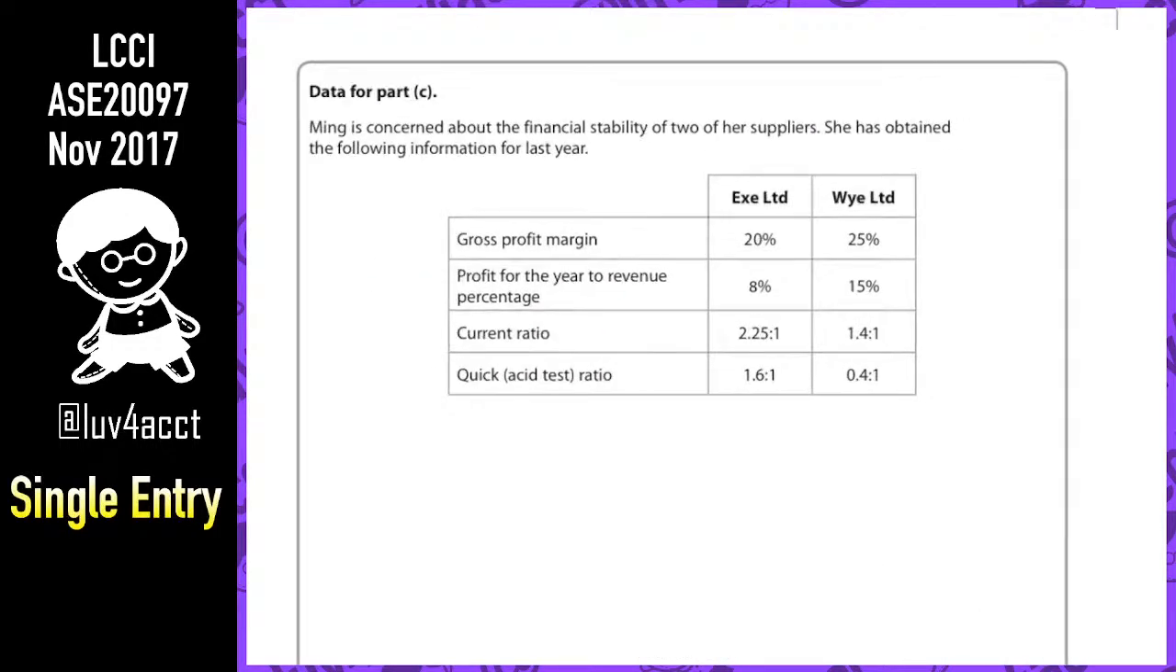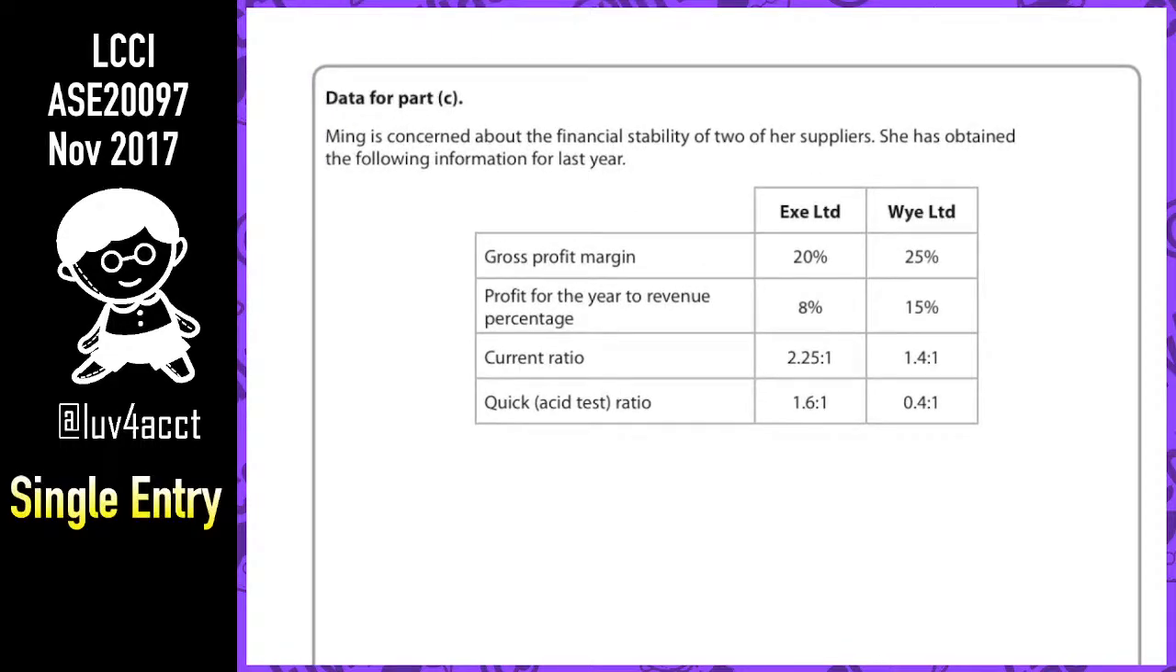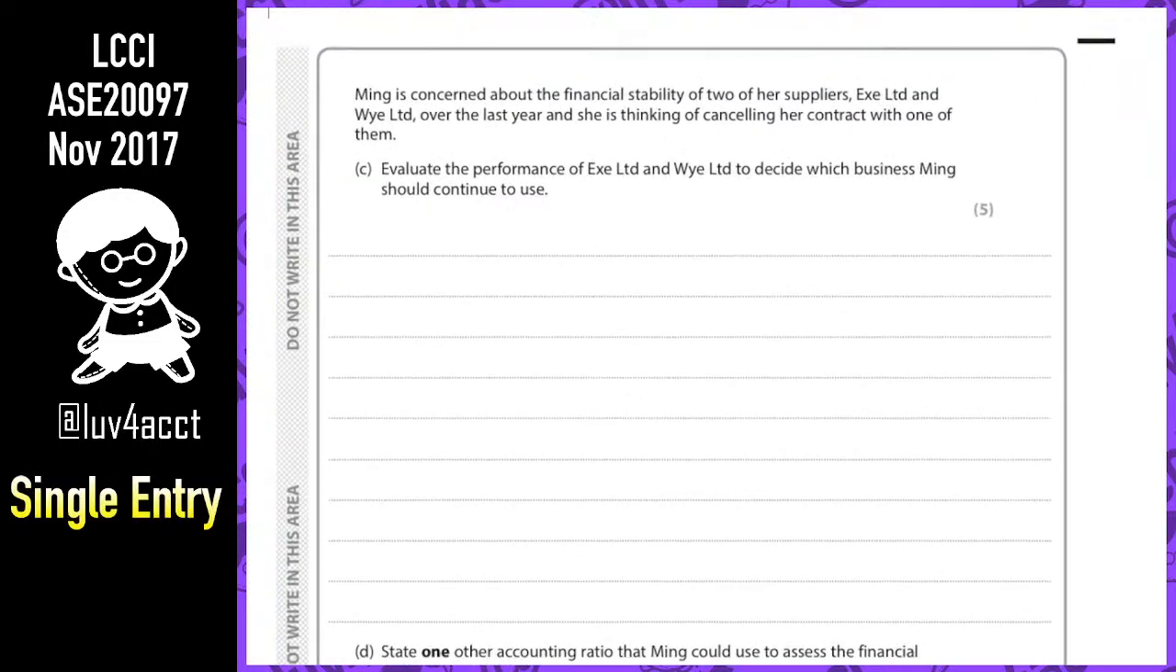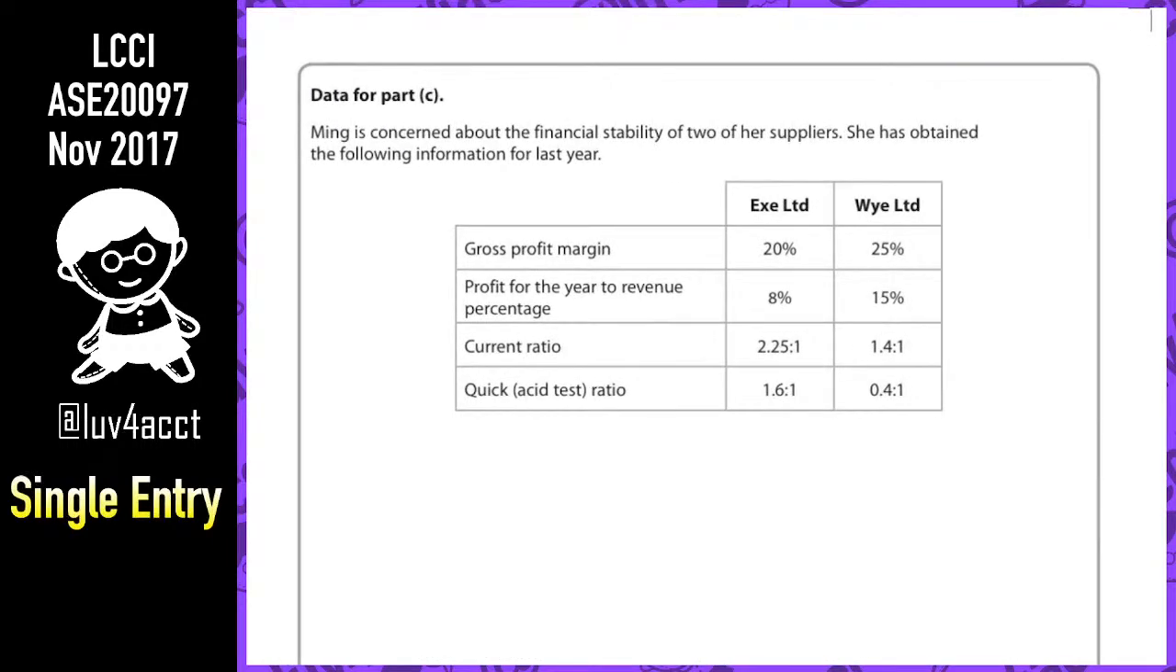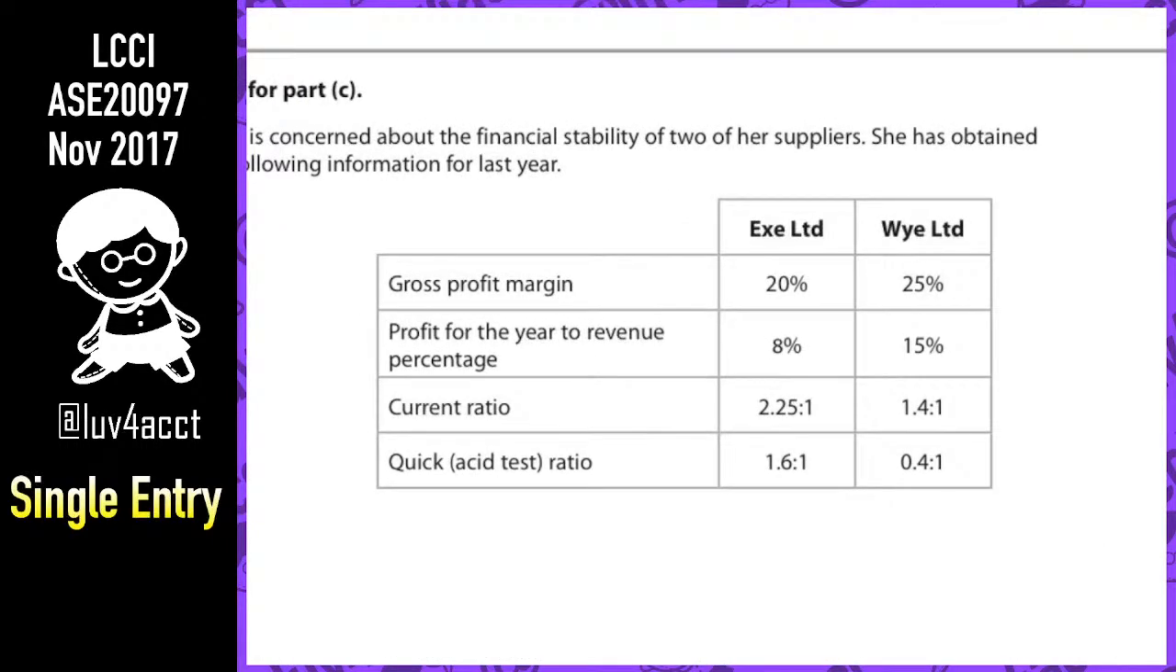Next, Ming is concerned about the financial stability of 2 of her suppliers. These are suppliers, so we are concerned whether they can continue to provide goods to us, the stability of the provision of goods. We are the customers interested in looking at that. So she obtained the following information for the last year. What we need to do is evaluate the performance of the business to decide which business Ming should continue to use, choosing one which is more stable.